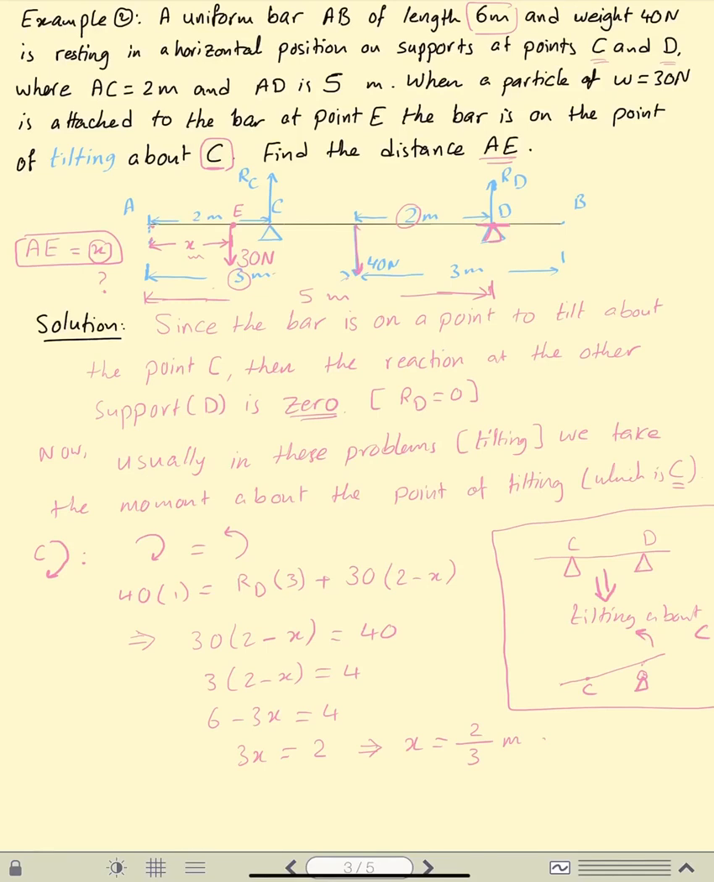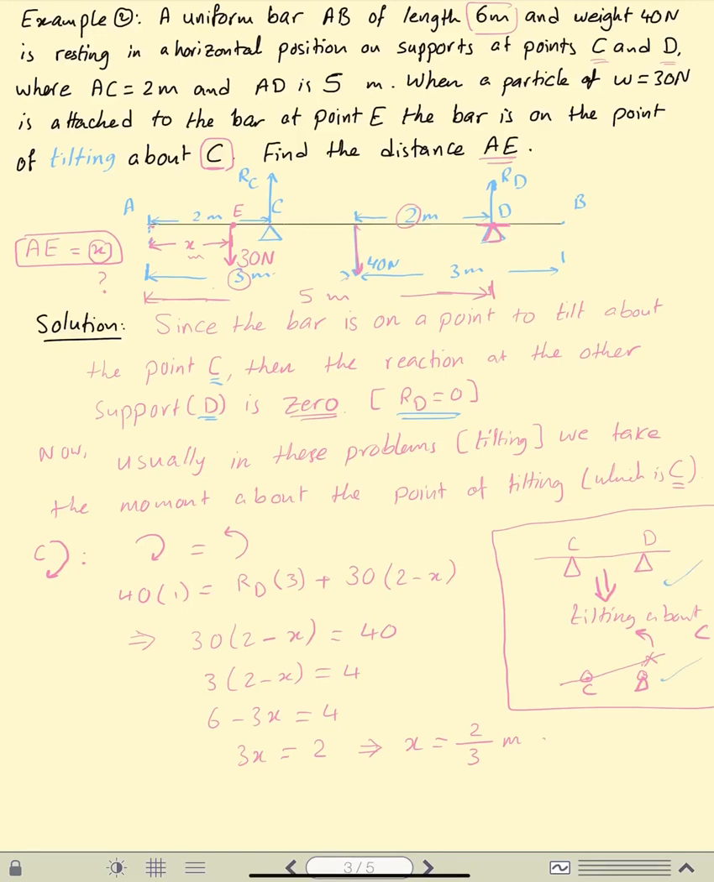If some of you are familiar with two people playing on a seesaw, this beam, one goes up and one goes down. When the one is down like this, it has force. When this is floating in the air like this, it's far from the pivot or the support, so here there's no force. Because of this, I wrote here: since the bar is on the point of tilting about C, the reaction at the other one, which is D, is 0. So the force at the support D is 0 when the bar is on the point of tilting about the point C. I think this is clear.